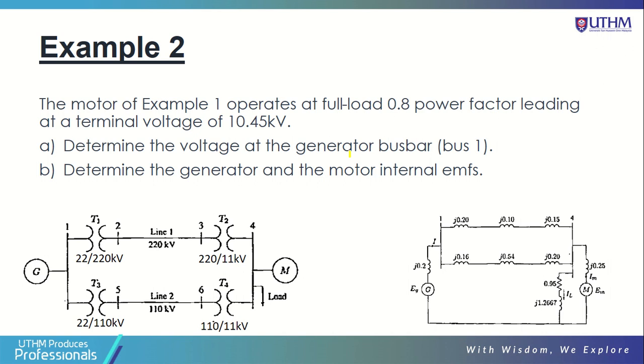Okay, next we look at example number 2. We have the motor of example number 1 operating at full load, 0.8 power factor leading, at a terminal voltage of 10.45 kilovolt. Question number 1: determine the voltage at the generator bus 1. What is the value of this voltage if the motor operates at 0.8 power factor leading at terminal voltage 10.45 kilovolt? This is the terminal voltage.